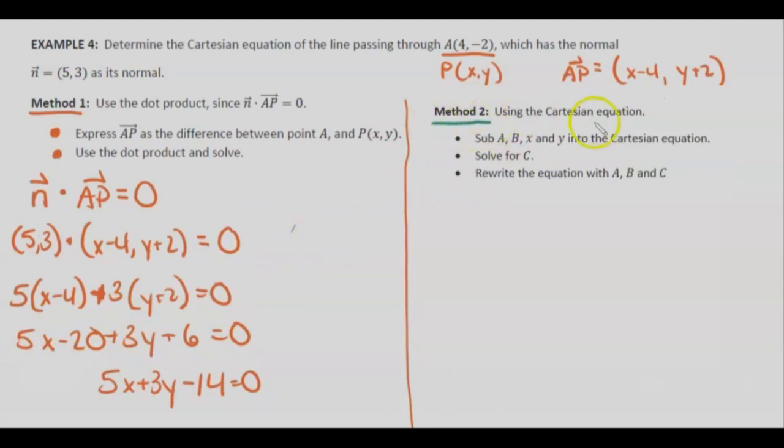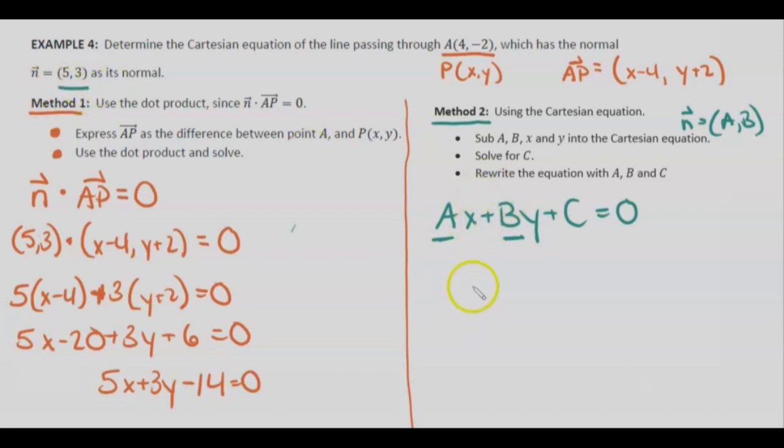Method 2, using the Cartesian equation. What we're going to do is sub in a, b, x, and y into the Cartesian equation. If we have ax plus by plus c equals 0, the thing is, a and b right here we know is our normal. Just to recall, our normal is (a, b). A and b are the coefficients of x and y in the Cartesian equation, so we can go ahead and directly sub in 5 and 3.